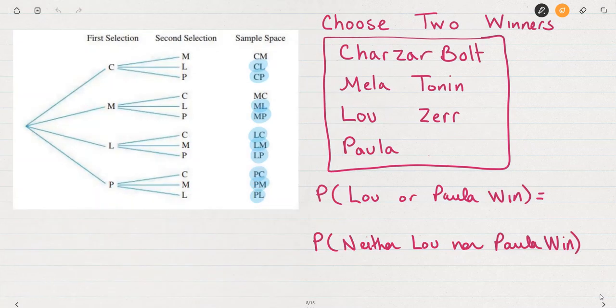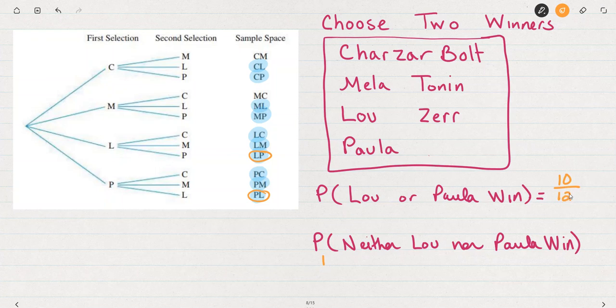Let's look at the probability of either Lou or Paula winning. The probability that at least one wins. Notice that it's assumed that if they both win, that's included too. So where do we have Lou and Paula both winning? Lou and Paula both winning here. Lou and Paula both winning here. Notice that those are also included. But altogether, that gives me all but 2 of them. So 10 out of the 12.